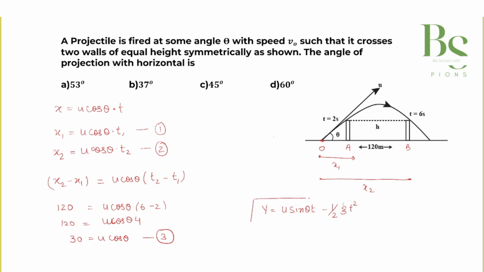This is the equation of motion along the y-axis. At any instant t, if you want to figure out where the particle will be along the y-axis, you can use this equation. So let's put here y1, at the time when t1 was 2 seconds, the y coordinate will be u sin theta t minus half g t square. What is t? T is how much? Correct. And this is our equation number 4.